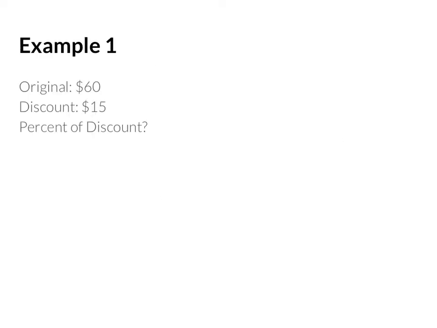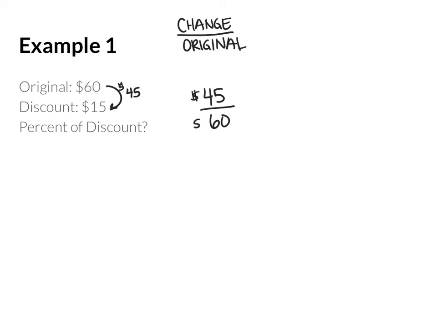Our first example, the original was $60. It was discounted $15. What was the percent of the discount? When we write our ratio, we're comparing how much it changed to the original. So this item changed by $45. We're comparing that to the original price of $60. Now, when you see a fraction that you can reduce, go ahead and reduce it to its simplest form. In this case, it would be 3/4. So the ratio of change to original, for example 1, is 3/4.